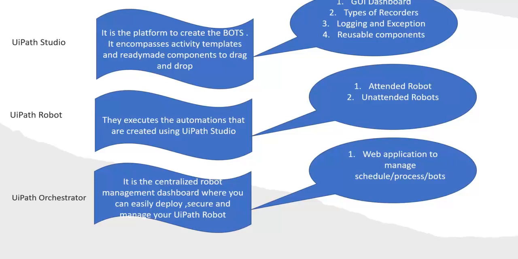So these are the three major components in UiPath: UiPath Studio, Robot and Orchestrator. If you say in detail, UiPath Studio is a place where you develop the bot, and once you develop the bot, those bots are run in UiPath Robot, and it can be deployed and monitored in UiPath Orchestrator.